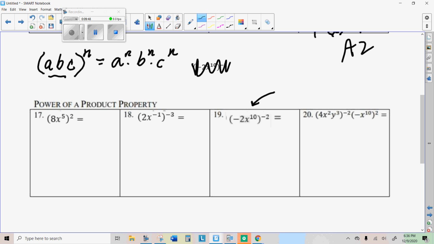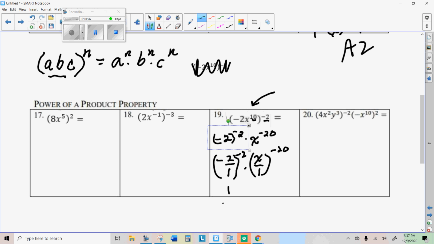So I need to raise everything inside here to the negative 2nd power. So I'm going to do the first, negative 2 to the negative 2nd. And then I'm going to do the x to the 10th to the negative 2nd. When you raise a power to a power, you multiply them, so that's going to be negative 20. Okay, I have some negative powers here, so let's make these into fractions so I can flip them. Okay, and I'm going to flip them to make it a positive power.